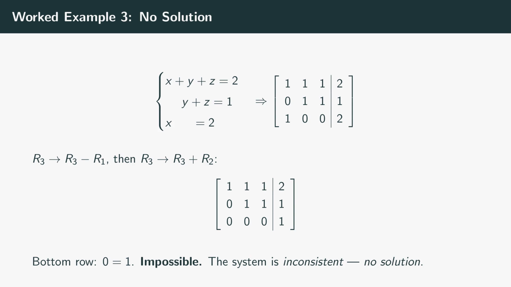Read that bottom row as an equation. 0x plus 0y plus 0z equals 1. That is, 0 equals 1. That is impossible. No values of x, y, and z can make it true. The system is inconsistent, and we stop. There is no solution. Notice how the algorithm detected this automatically. We did not need any geometric insight, just the appearance of that one contradictory row.